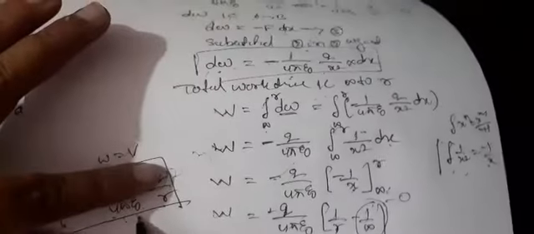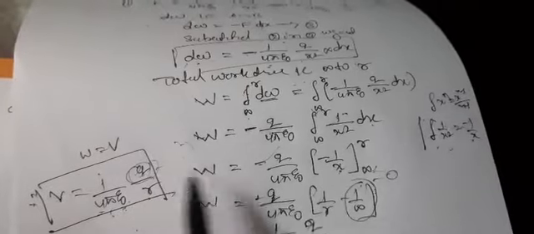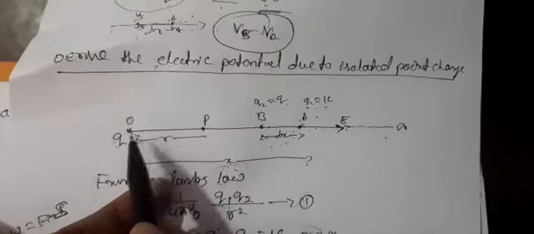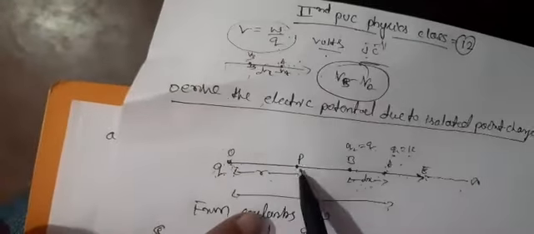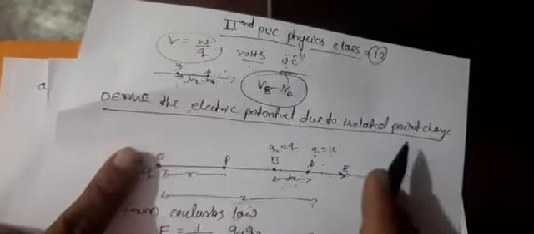Epsilon naught is the permittivity of free space. Q is a charge, a single point charge or isolated point charge. Small r is the distance between the point P and the single point charge. That is the concept of electric potential due to an isolated point charge.